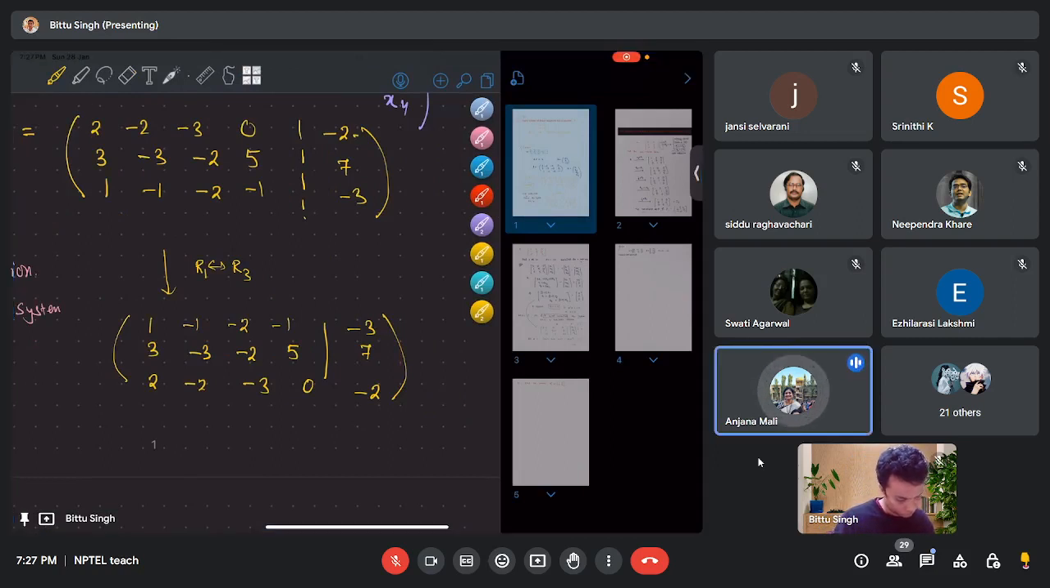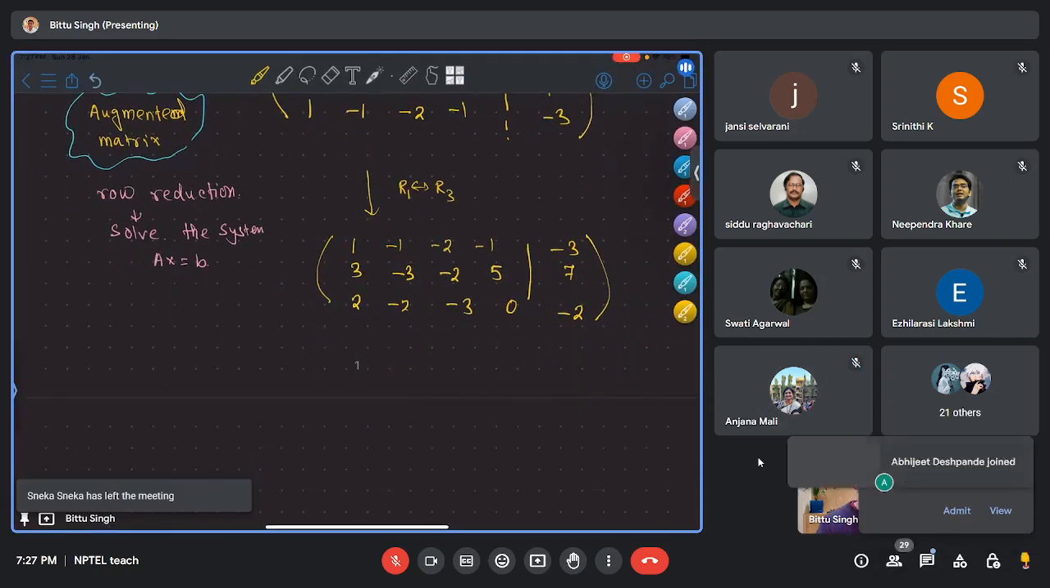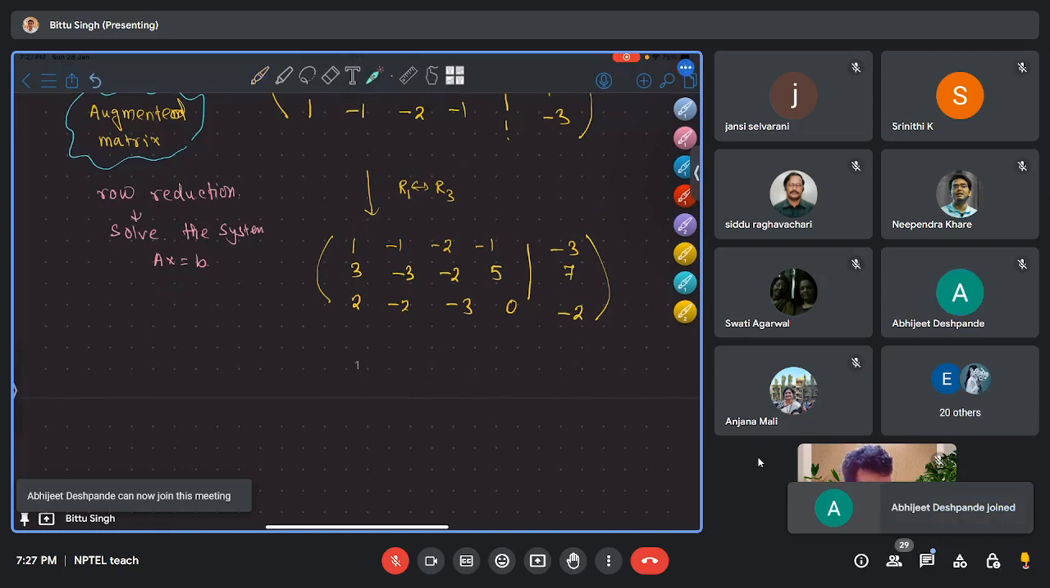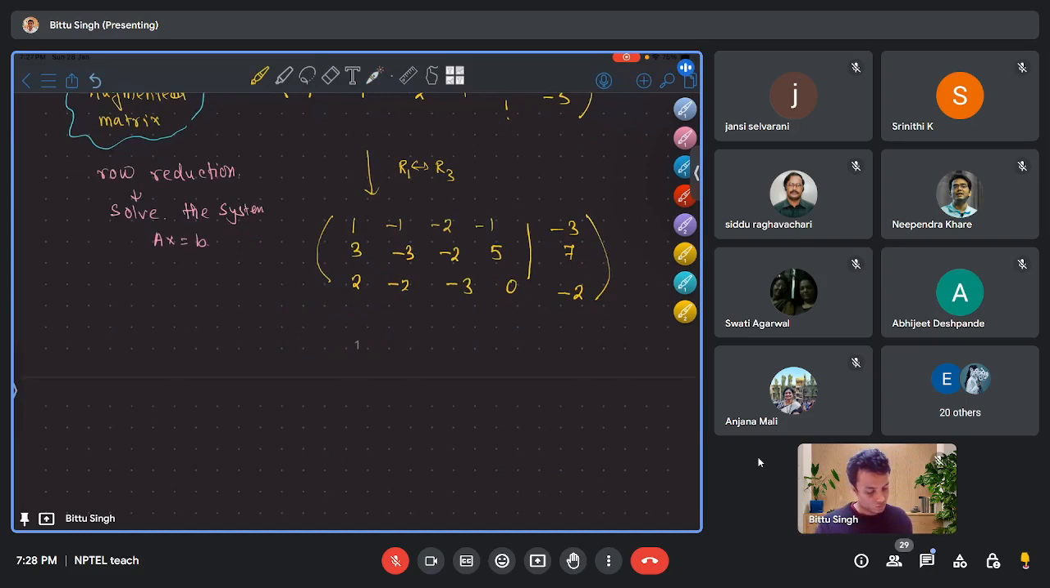R2 minus 3 times R1. Okay. Yes. So since the leading entry is 1, and there should be no other nonzero entries in this column, for example 3 and 2, these should be 0. Okay, so what is the way? R2 minus 3 times R1. Okay, so apply this: R2 minus 3 times R1.